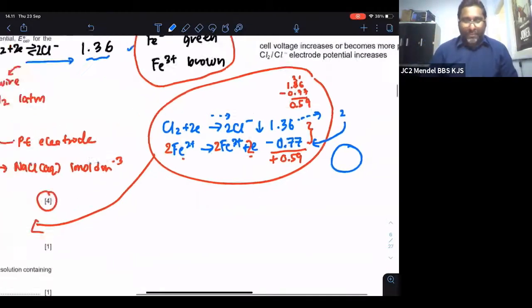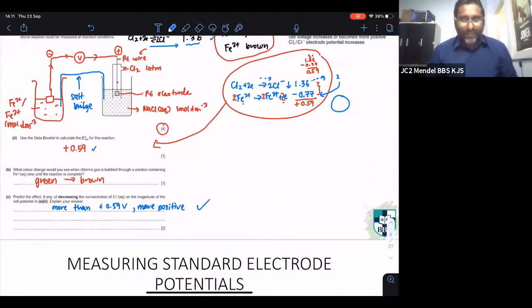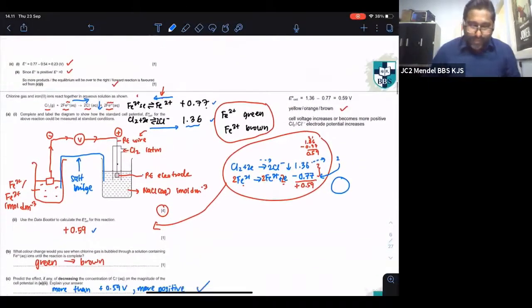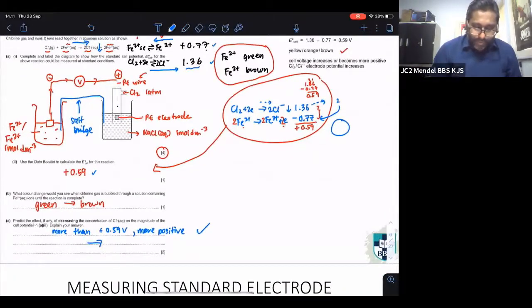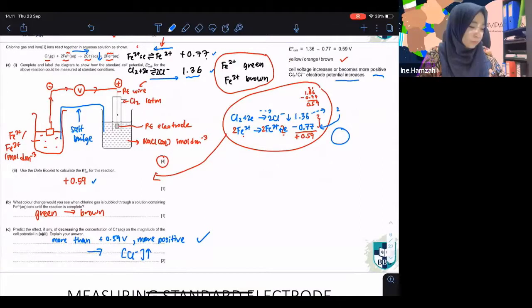So you can use the calculation to predict this as well. It is up to you which method you want to use, but in the end, the answer should be more positive. You mention that it will be shifted to the right because you want to increase the concentration of Cl minus. So whatever it is, it will become more positive. The electrode potential increases.